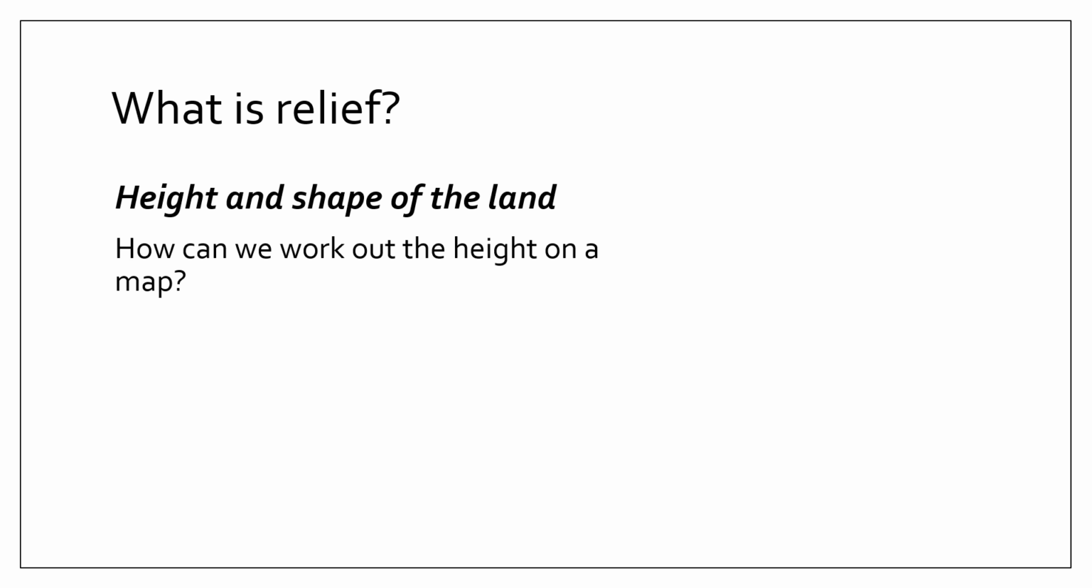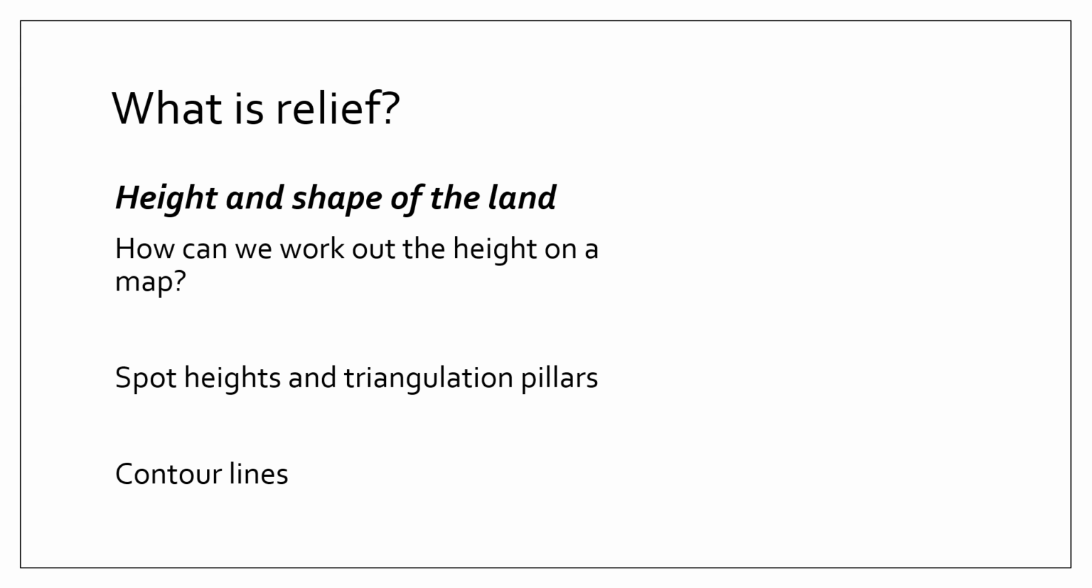So think to yourself, what is relief? You should know the definition by now. Relief is the height and shape of the land. So, recap, first part of the definition. How can we work out the height on a map? Well, we have 3 main methods. We have spot heights and triangulation pillars, and we have contour lines.